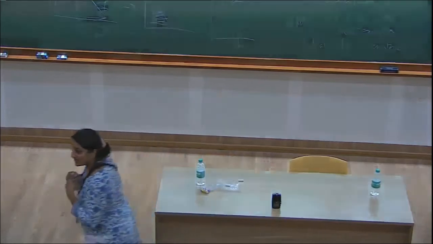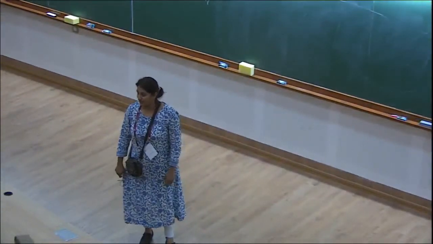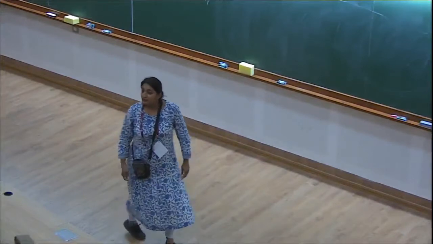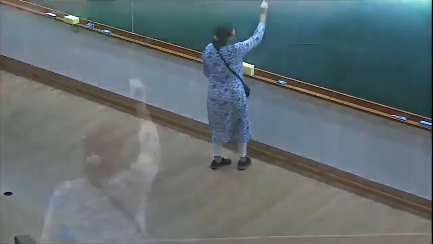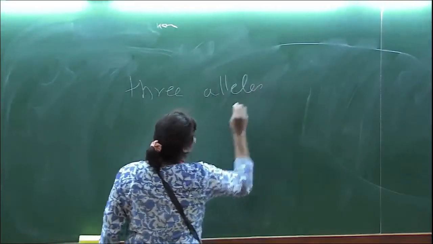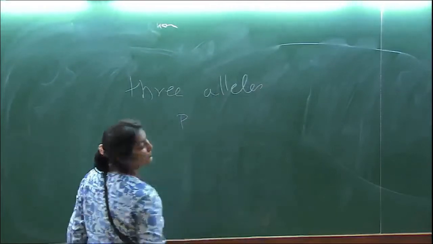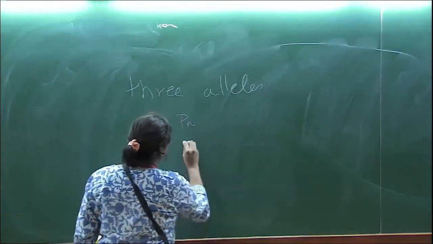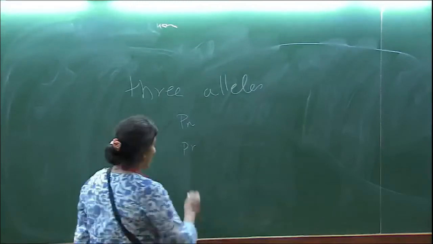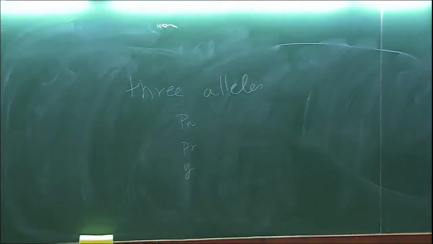So I'm a biologist and I come to this population. My advisor says, please tell me, what is the allele frequency? What are the genotype frequencies in this population? So what are the three alleles? Alleles are pink, purple, and yellow. Fine. Three alleles. How many genotypes?